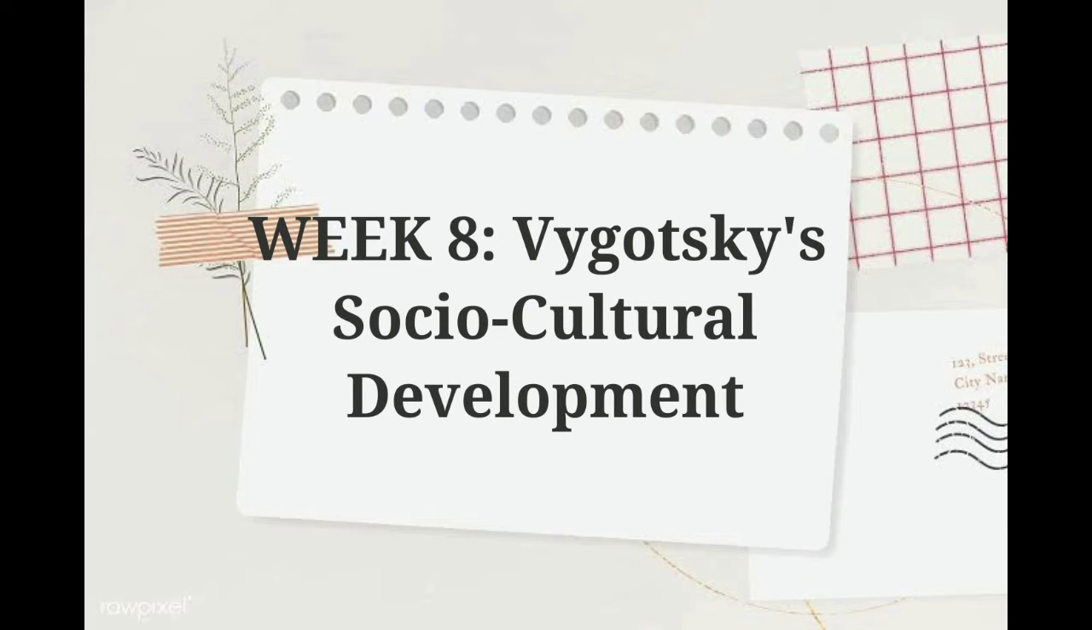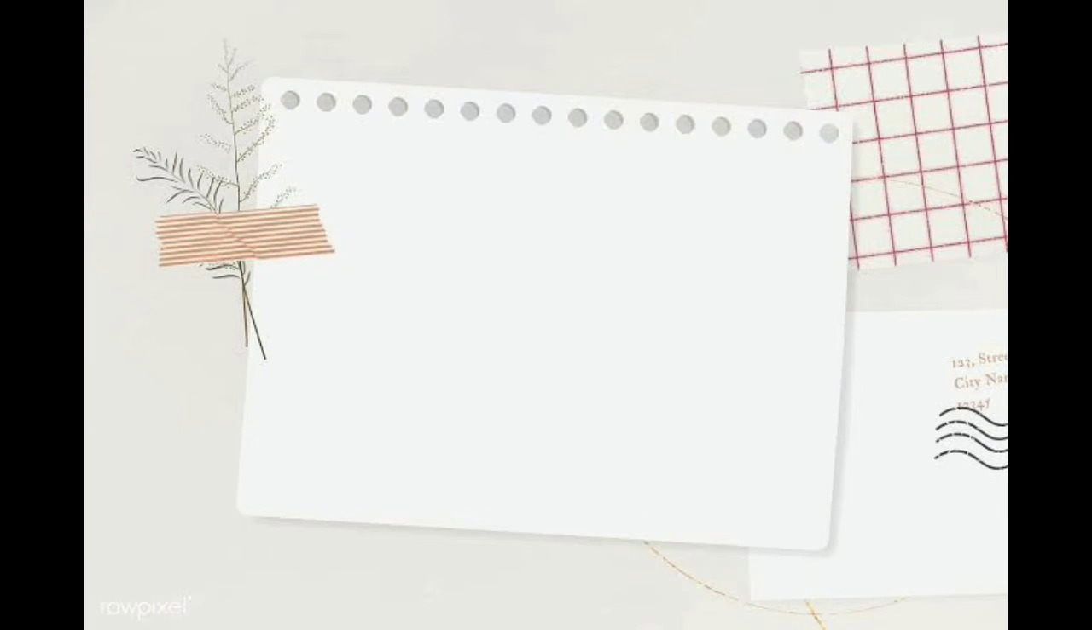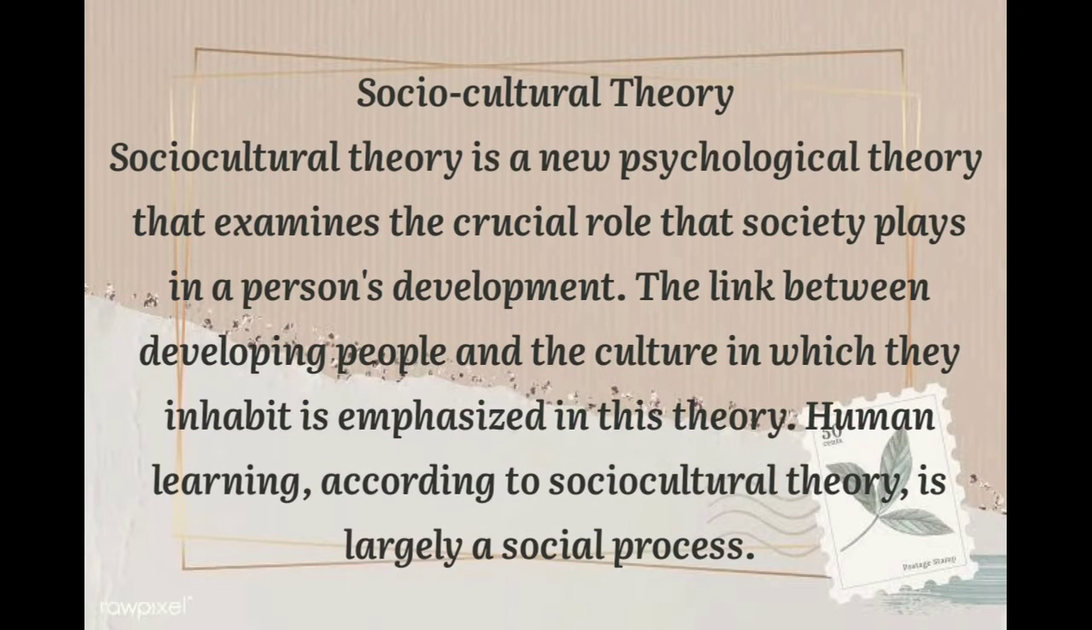Week 8: Vygotsky's Sociocultural Development. Sociocultural theory is a psychological theory that examines the crucial roles that society plays in a person's development. The link between developing people and the culture in which they live is emphasized in this theory. Human learning, according to sociocultural theory, is largely a social process.